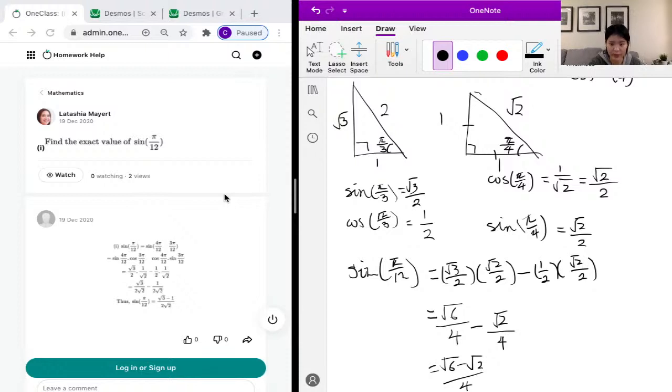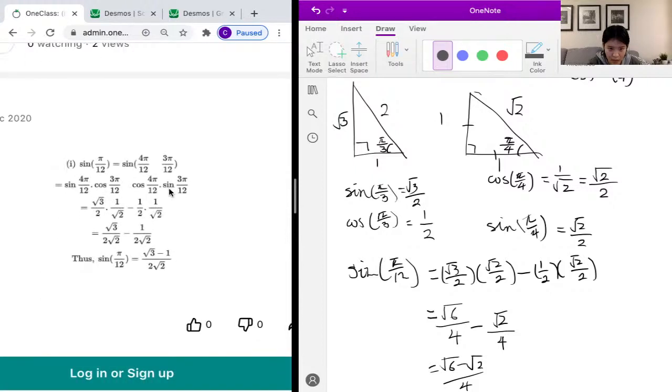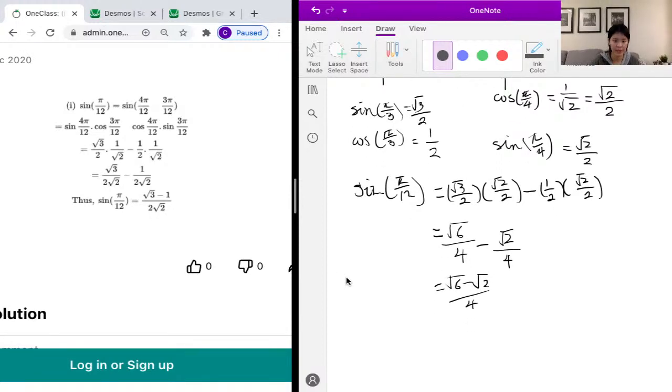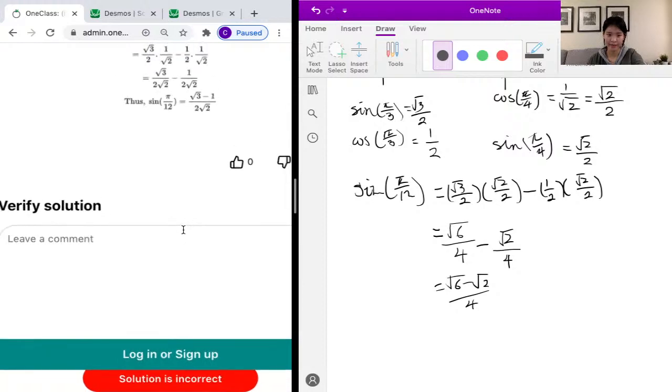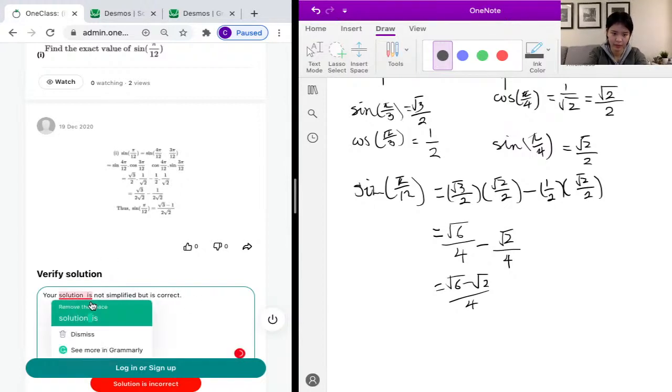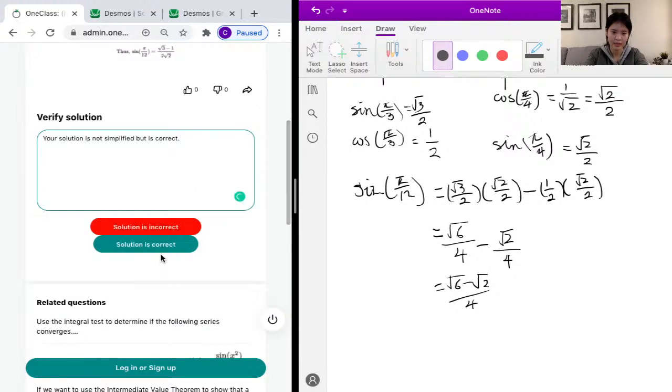Alright, so let's check the sample solution. The sample solution has 2 root 2. Okay, so this is actually the same solution as ours, but our solution is simplified and theirs is not. They are the same value. They're asking us to find the exact value, so technically this is the exact value. So let's just say the solution is not simplified, but it's correct.